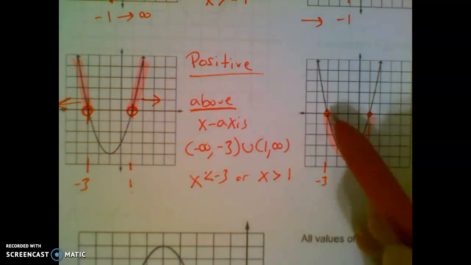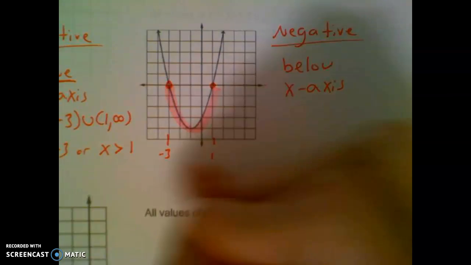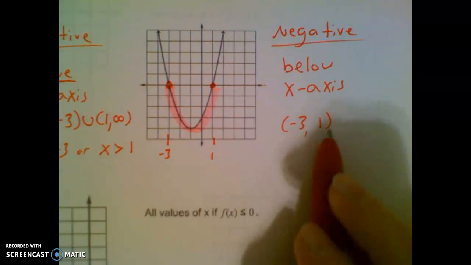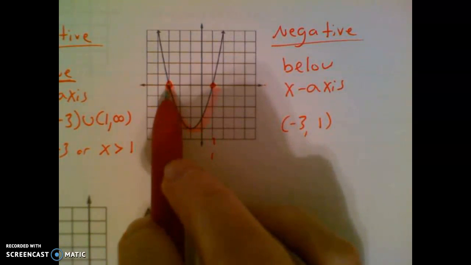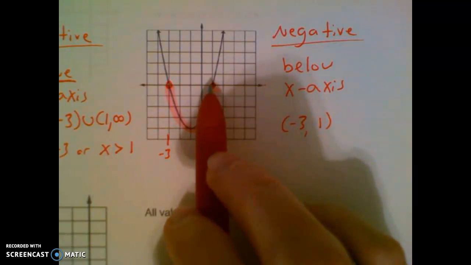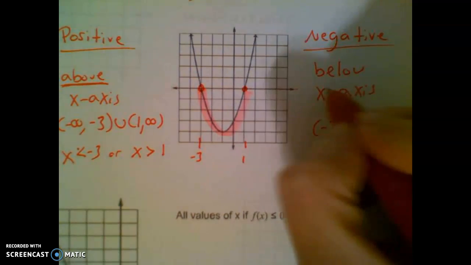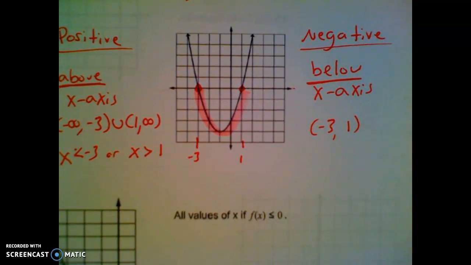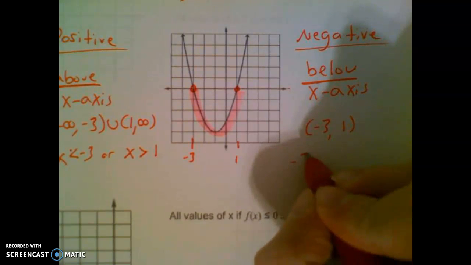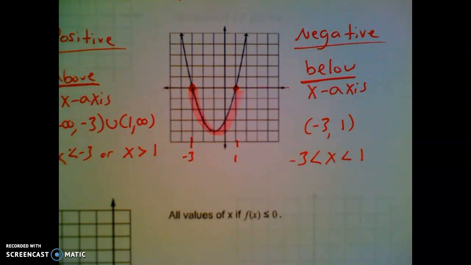Okay, I only have one continuous piece here, so I am going to have, I'm sorry I'm moving around a lot, but I am going to have that -3 to 1. And again, it's open because it's not actually negative on the x-axis. It's actually 0, so it's neutral. It's neither positive nor negative. It's neutral. Okay, so it has to be below the x-axis to be negative, and that's between -3 and 1. So -3 is less than x is less than 1. Okay, so that's just the basic.